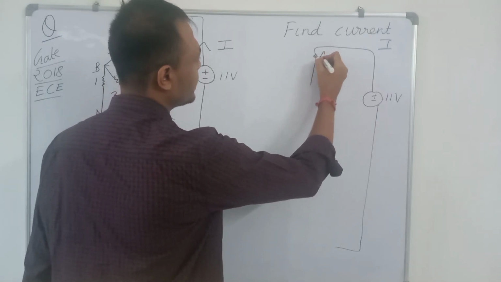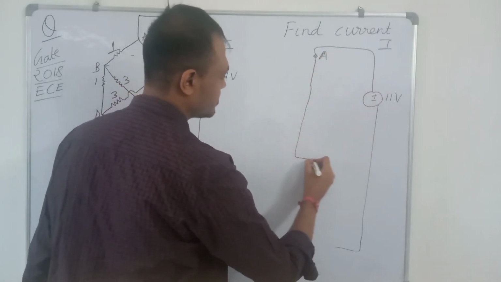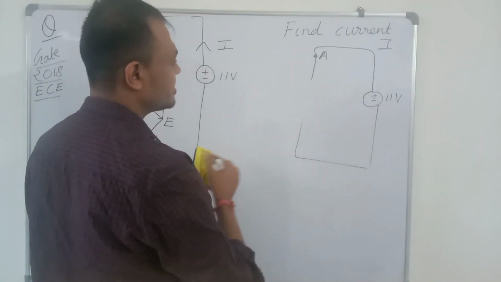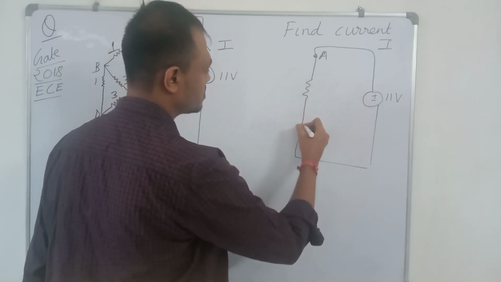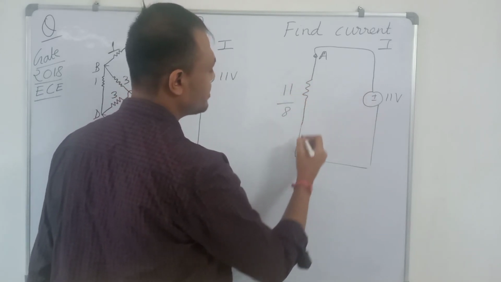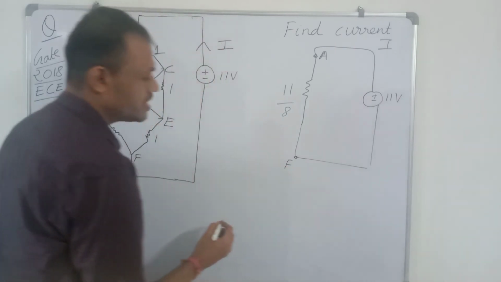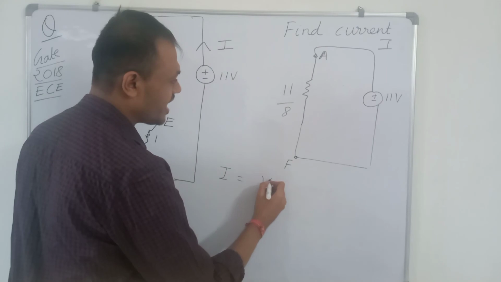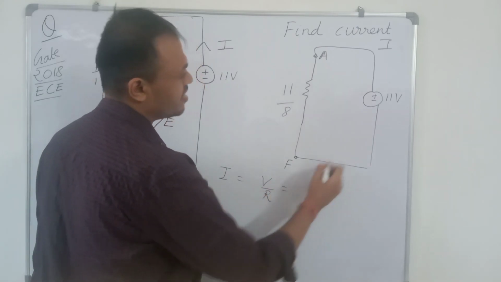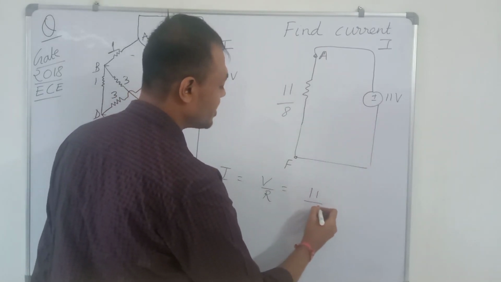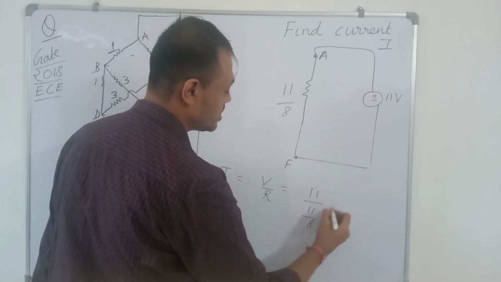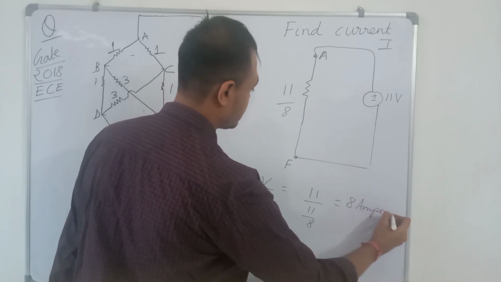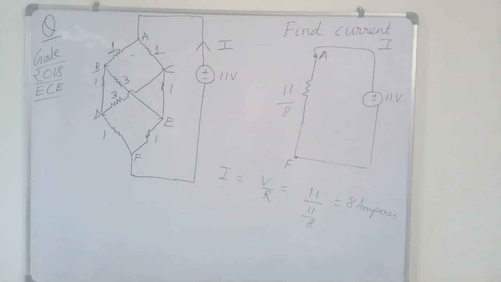So this is point A, and there is a single resistor of 11 by 8 ohm between point A and point F. So current I will be equal to V upon R. The value of voltage V is 11, so V upon R is 11 upon 11 by 8. So I will be equal to 8 amperes. So the correct answer is 8 amperes.